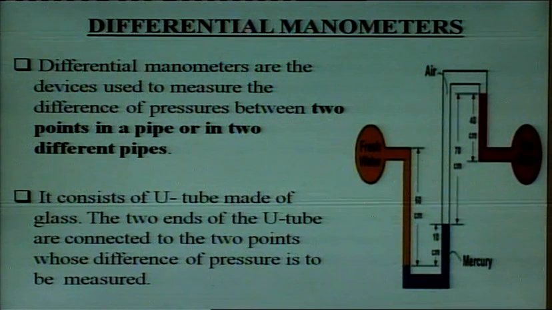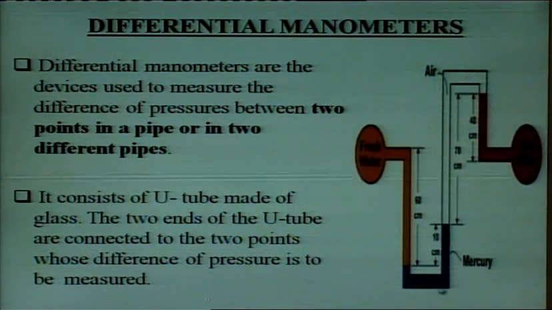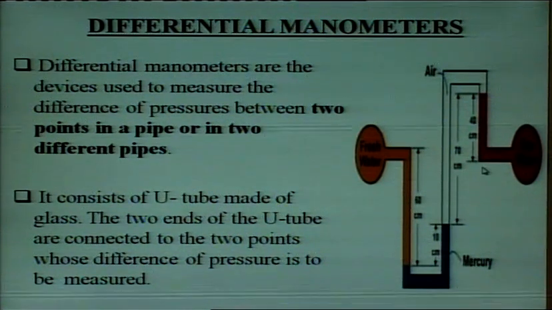Then comes the differential manometers. So this is a differential manometer. Here it is fresh water and this is the sea water. This is the air and here comes the mercury. Differential manometers are the devices used to measure the difference of pressure between 2 points in a pipe or in 2 different pipes. एक पाइप के अंदर 2 पल्सेस लगाते हैं और 2 के अंदर हम भी इसको लगा सकते हैं.